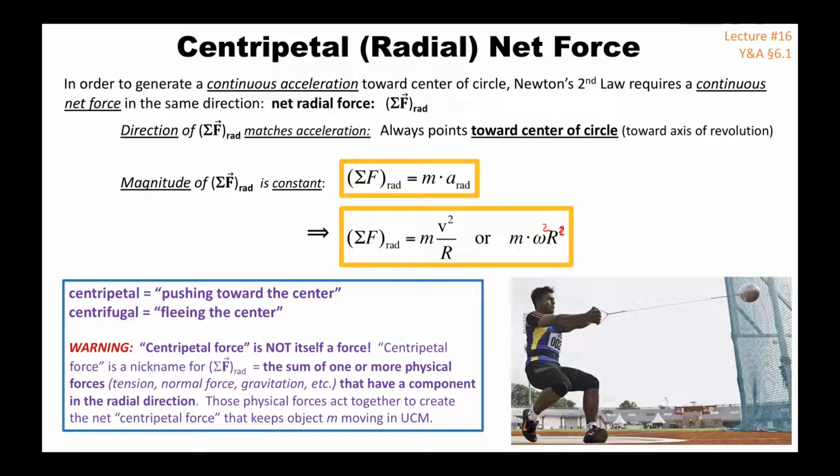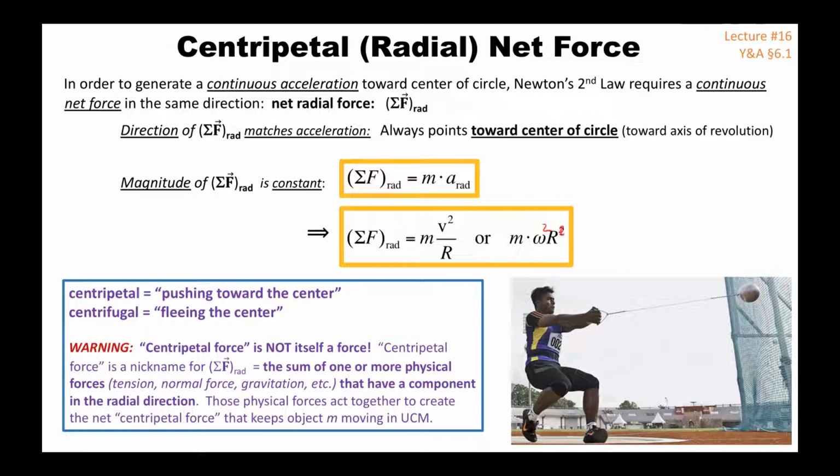Notice that none of the physical quantities we've discussed so far are actually centrifugal. The acceleration of the object does not point away from the center, and the net force on the object does not point away from the center. Instead, they both point toward the center. So the actual physical quantities are centripetal acceleration and centripetal force, but not centrifugal. I'll say more about that on the next slide.